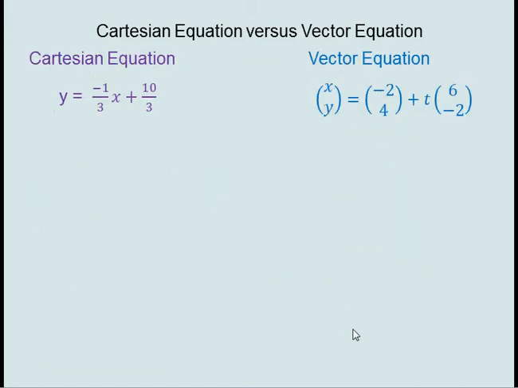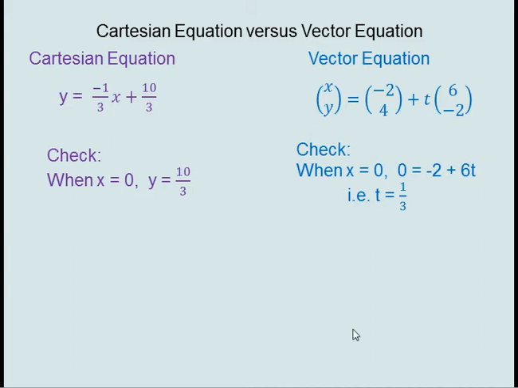Now just to prove that these are the same line, let's pick a couple of points. When x equals 0, y equals 10 over 3. Let's use our vector equation to check this. When x equals 0, then 0 has to be minus 2 plus 6t, so t equals 1/3. Substituting that in the second equation, you get 4 plus 1/3 minus 2, times minus 2, and you get 10/3. So it's the same.